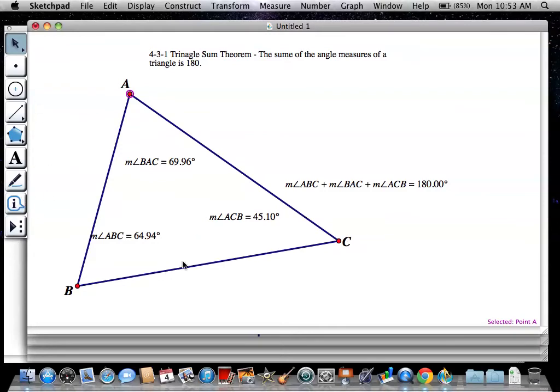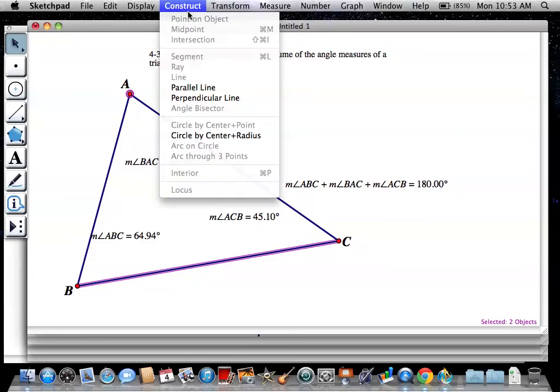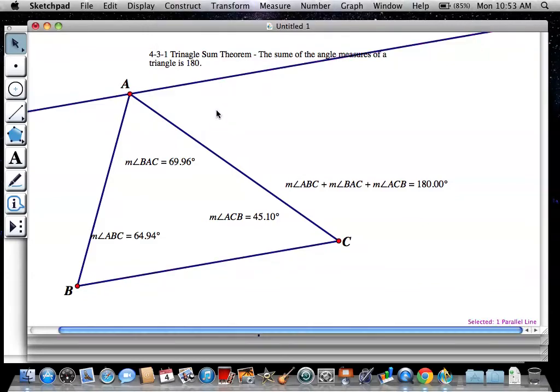When I make an auxiliary line, and all an auxiliary line is, is an added line to help with the proof, I'm going to construct a parallel line. So BC is parallel to this line here. Now, we just got done talking about parallel lines and transversals. So alternate interior angles are congruent. All right, that's a theorem.